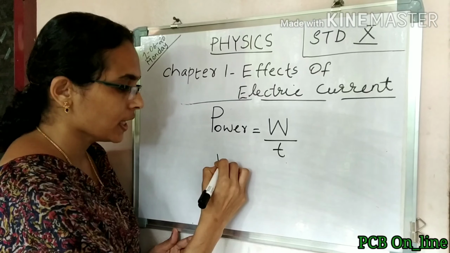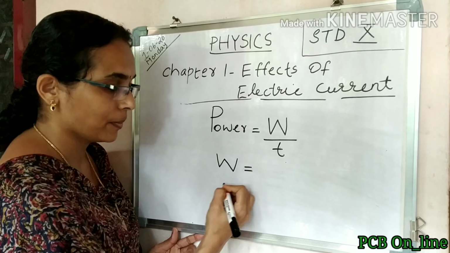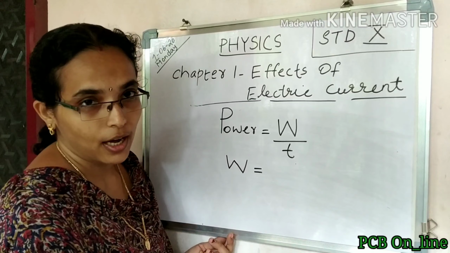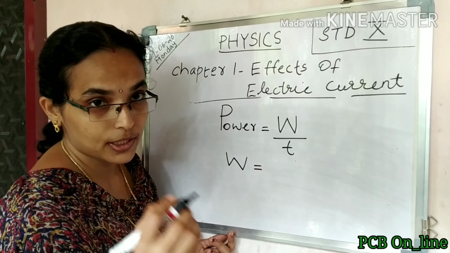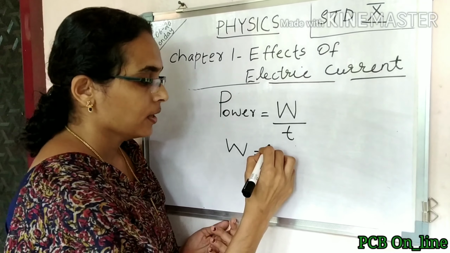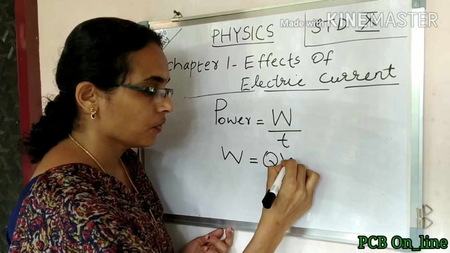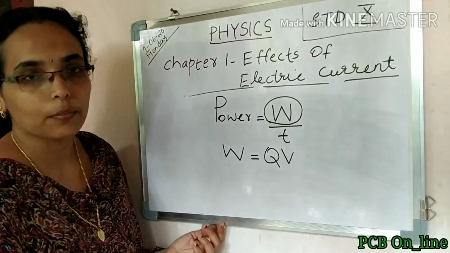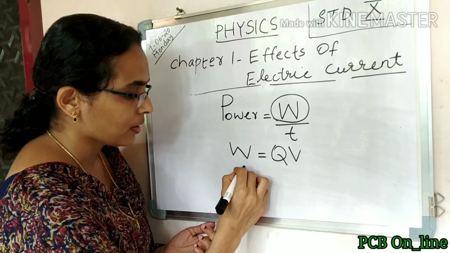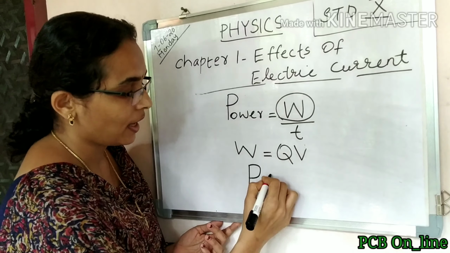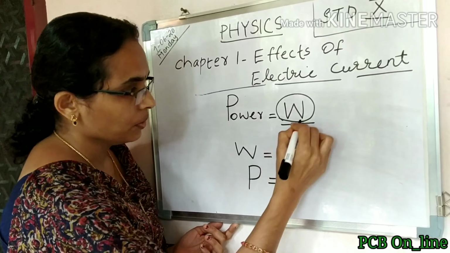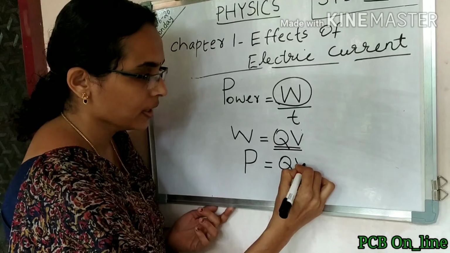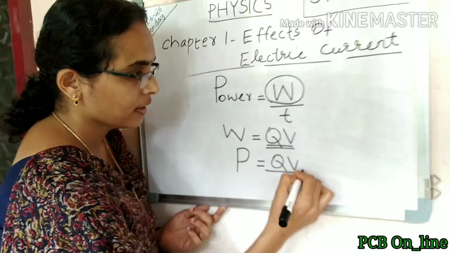Then we know that in the case of that experiment, the work done in moving Q coulomb of charge under a potential difference V volt is Q into V. Thus, we have to substitute for this W. Power is usually represented by the capital P. P is equal to W, where W can be replaced by QV divided by T.